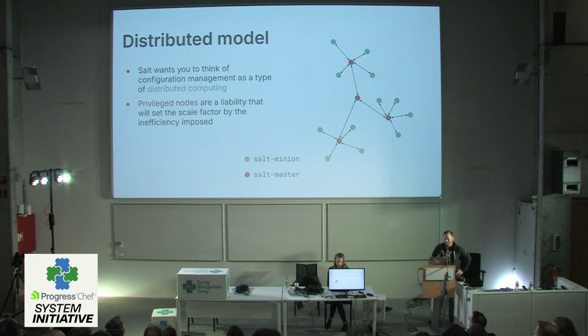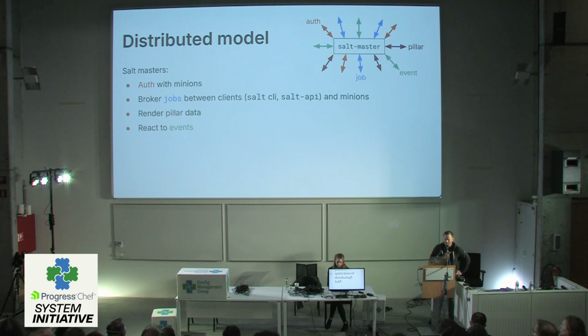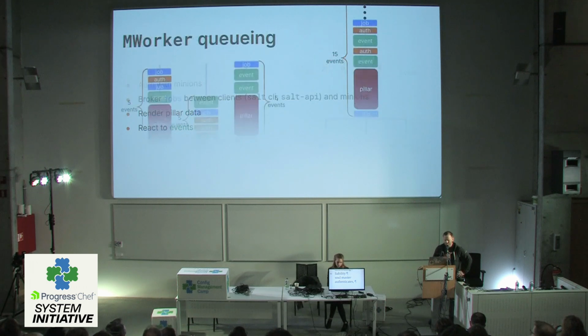Salt wants you to think about config management as an application of distributed computing. One of the important things about distributed computing is that if you have any privileged nodes, those are a liability. And that's exactly what the Salt Master is. Salt Master does a lot of things. It authenticates, it shuttles jobs between the client and the minions. It renders pillar, unfortunately. It tries to be reactive.